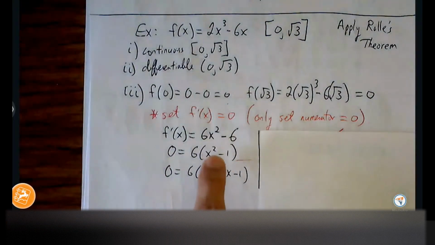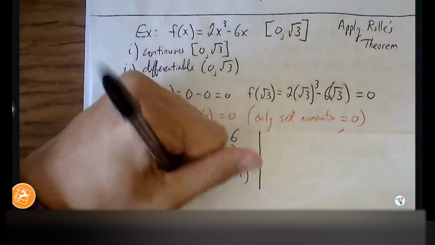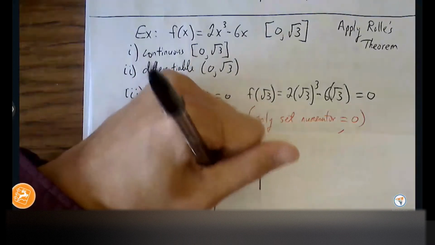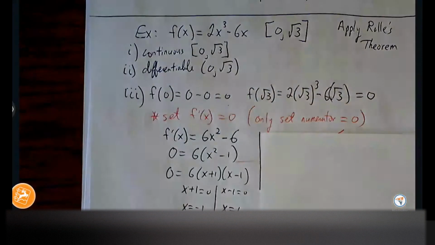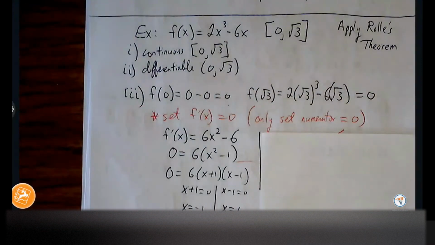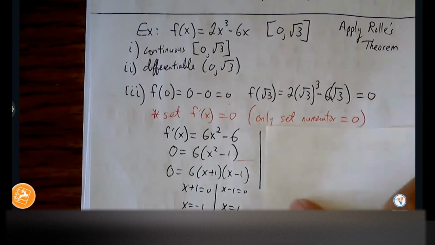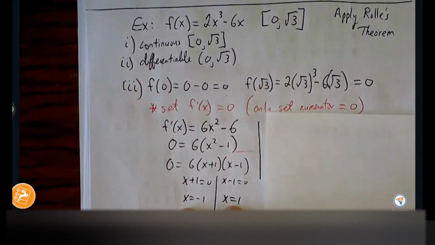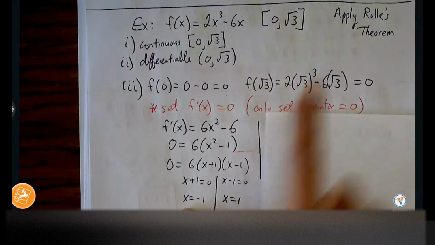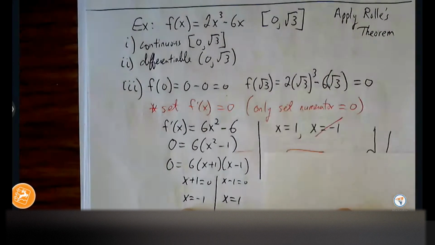Okay, so we find the derivative, factor, solve for x, and I get two x values, right? I get x equals 1 and x equals negative 1. Okay, but do we keep both values? What do we have to check once we have our potential solutions? Yeah, within the interval. So negative 1 is out.